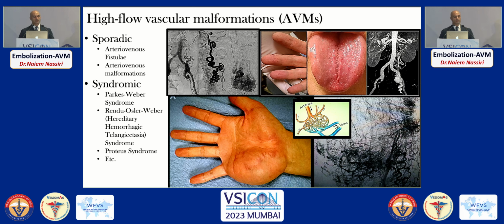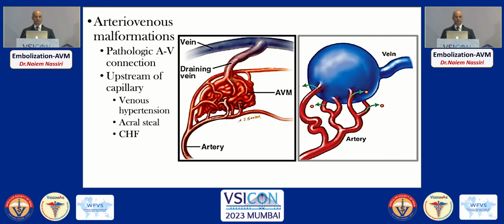The syndromic cases associated with AVMs are syndromes such as Parkes-Weber syndrome, Rendu-Osler-Weber syndrome, also known as hereditary hemorrhagic telangiectasias. Proteus syndrome can be associated with high-flow malformations, so on and so forth. So again, diagnosis is going to be critical in this, and as is nomenclature. Remember that AVMs represent pathologic connections between an artery and a vein anywhere upstream of capillary level, okay? And this causes primarily, first and foremost, venous hypertension.